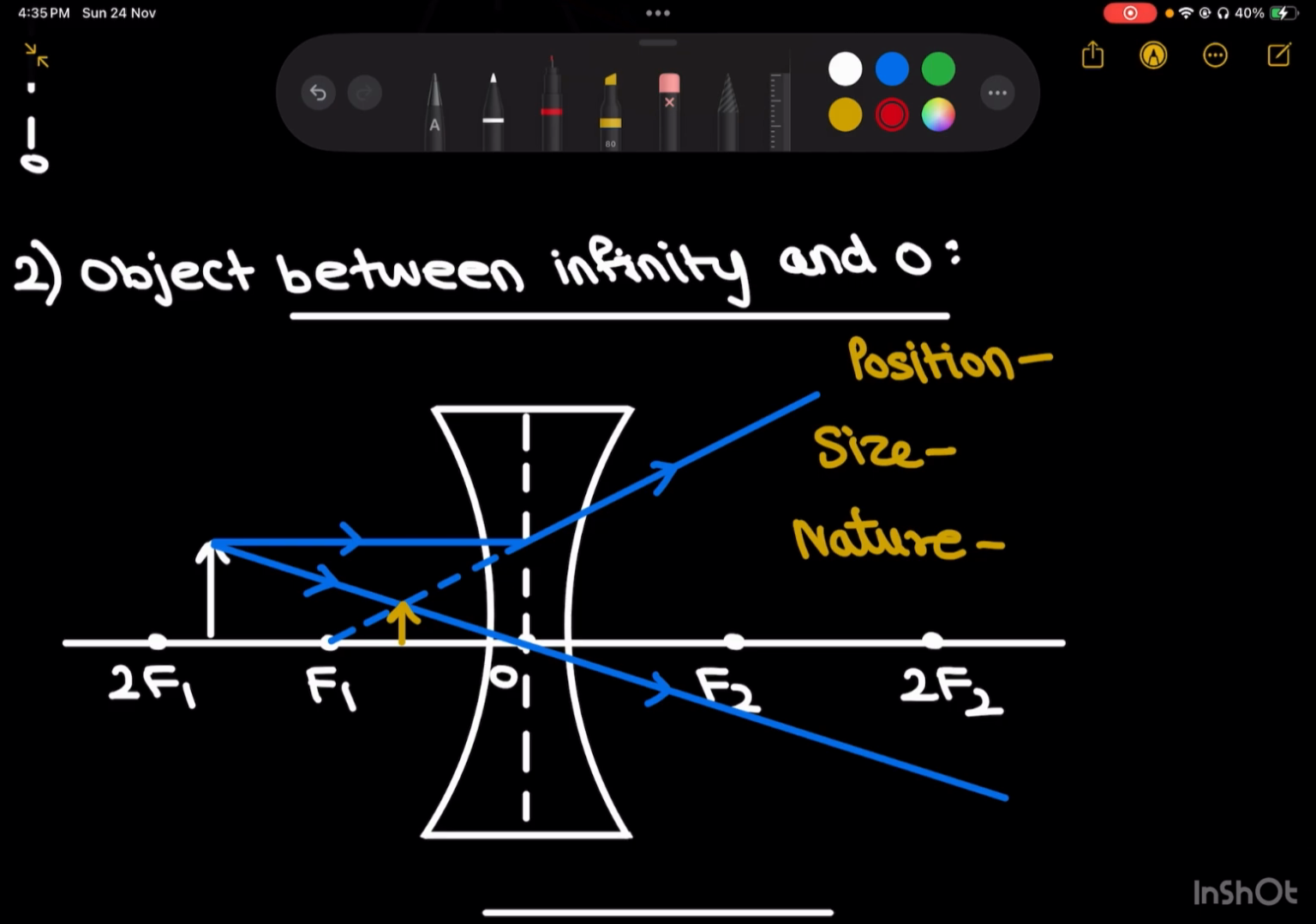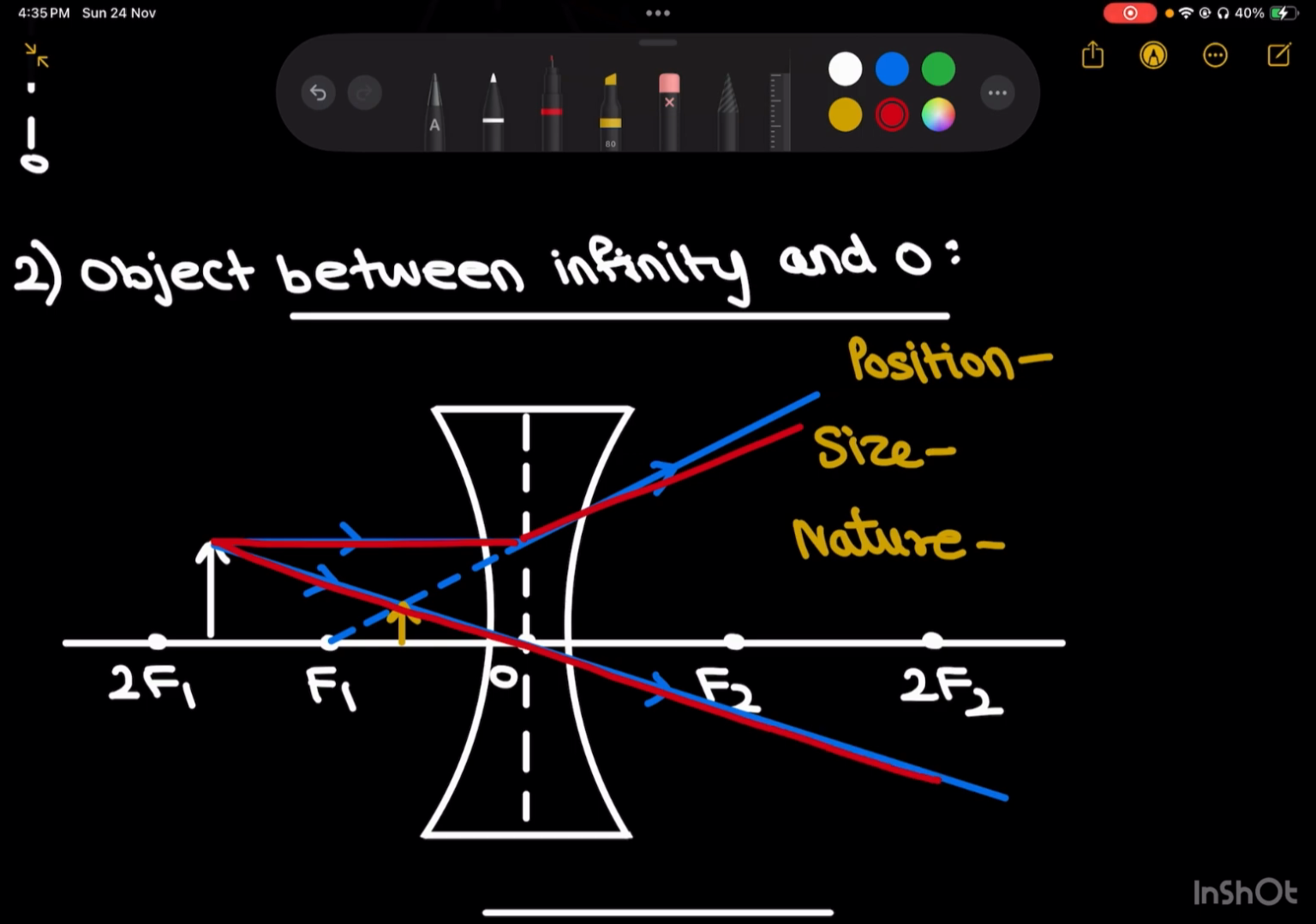So it can be anywhere. It can be here as well, here or here, wherever, right? I have taken it between f1 and O, but that really doesn't matter. It should be between infinity and optical center. That's all. So again, two rays are passed. One is parallel, so it appears to diverge from the focus. The second one passes through the optical center without any deviation.